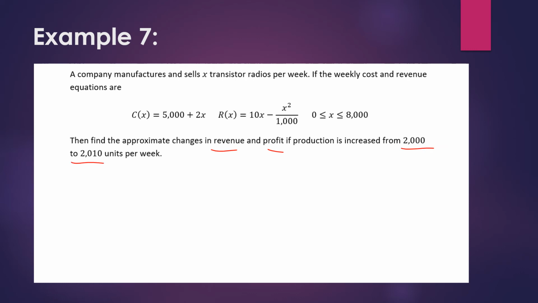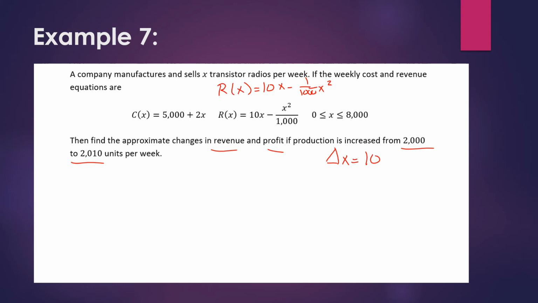So if we're just going from 2,000 to 2,010, that means that our delta x is 10. 2,010 minus 2,000 is 10. And they give us our revenue. I'm going to rewrite the revenue real quick. R of x is going to be 10x minus 1 over 1,000 x squared. That'll make it easier to take my derivative later.